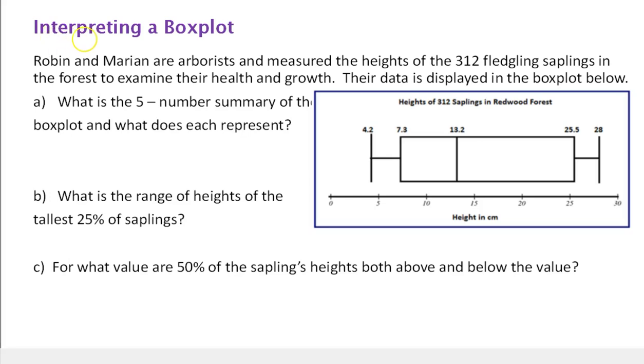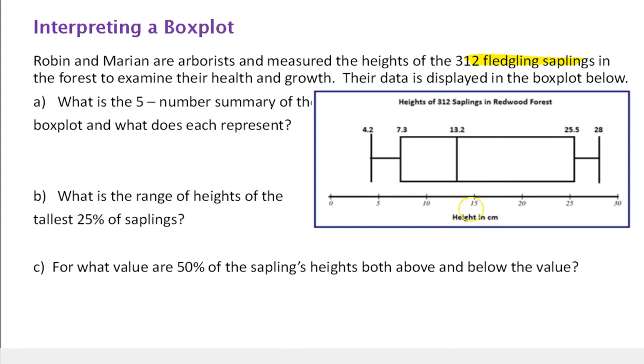In this video, we're going to interpret a box plot. So Robin and Marion are arborists and measured the heights of the 312 fledgling saplings in the forest to examine their health and growth. Their data are displayed in the box plot below. Okay. So the first question, well, let's look at the box plot real quick.